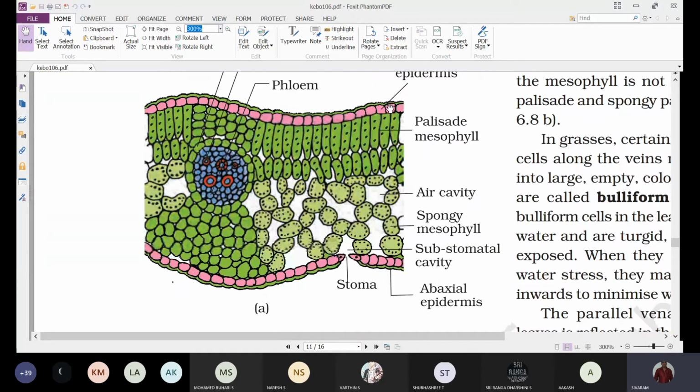This is the upper epidermis, and on the outer surface of the upper epidermis we will find the cuticle, and you can see usually there are no stomata present.